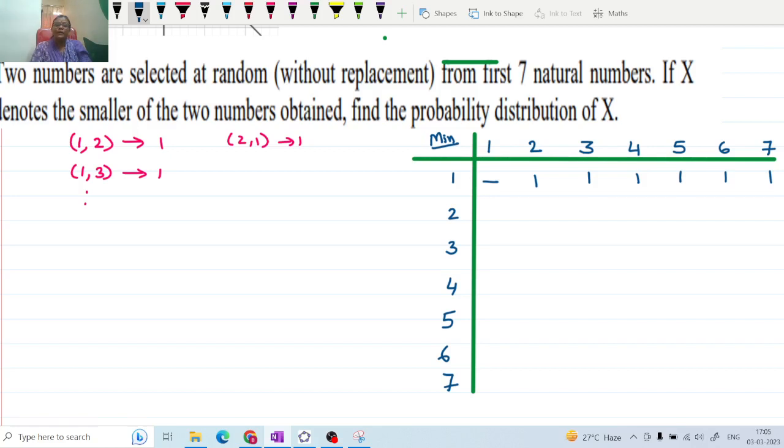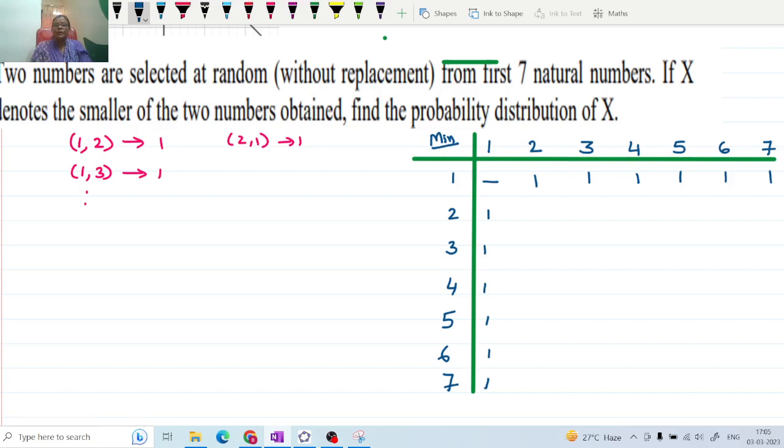The second number is 1. So the minimum of 2 and 1 is 1. The minimum of 3 and 1 is 1. So you'll find that 1, 1, 1 is the minimum when you have its combination with the rest of them. Next is the combination with 2. 2 and 2, we have already taken up 2 and 1.